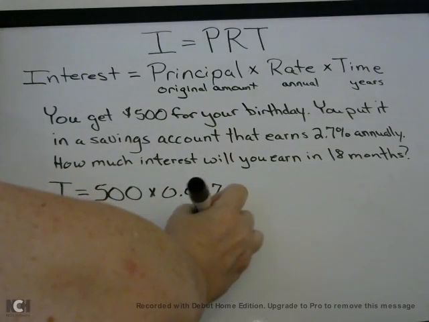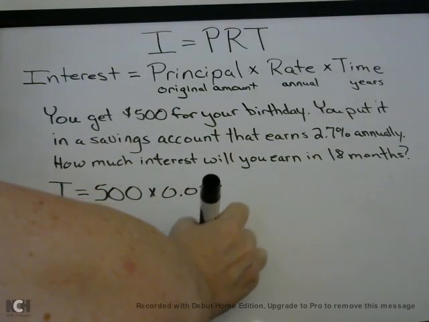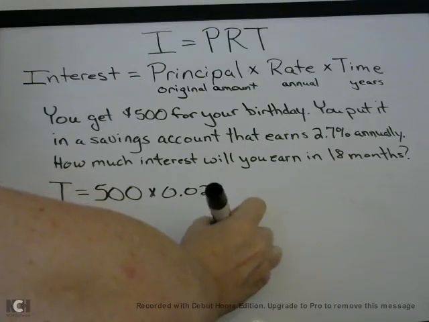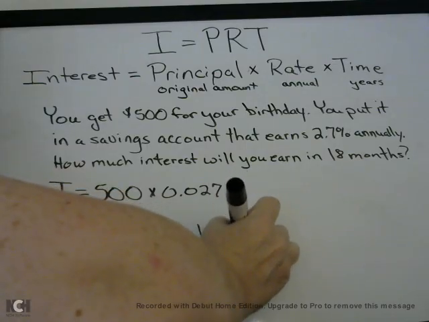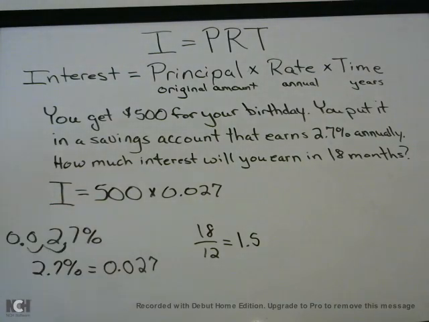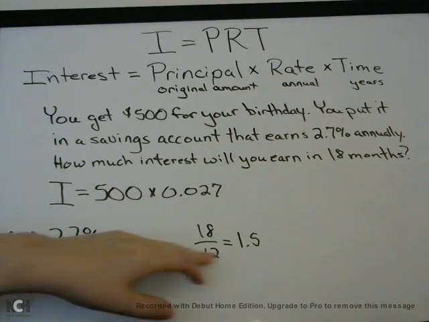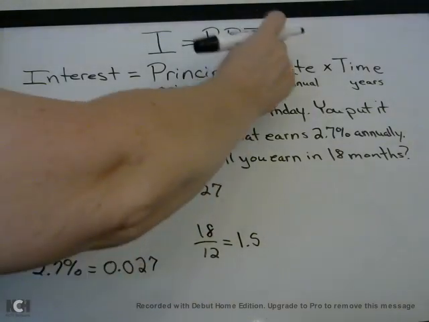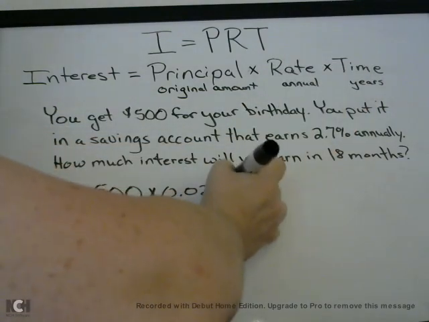So 18 divided by 12, if you don't know how to do that, put it in your calculator: 1.5 years. Whenever you're given months, just divide by 12, and that's going to give you how many years you have. So 18 divided by 12 is 1.5. That's what our time is, because we need it in years.